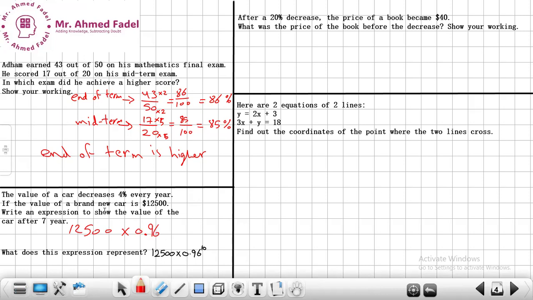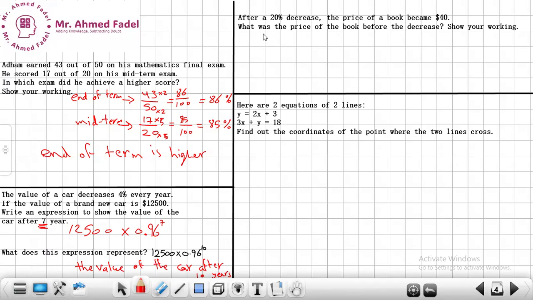But Mister, they want after 7 years. So it is 12,500 times 0.96 to the power of 7. What does it mean here? What does this expression represent? 12,500 times 0.96 to the power of 10. It represents the value of the car after 10 years. This is what it represents.